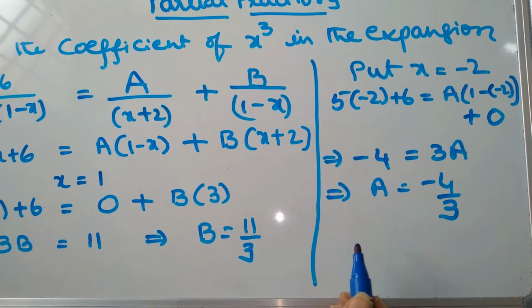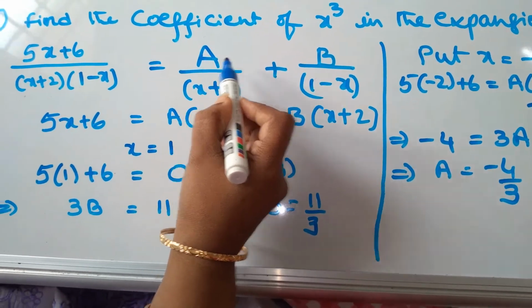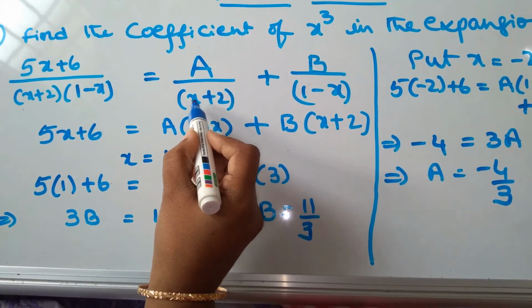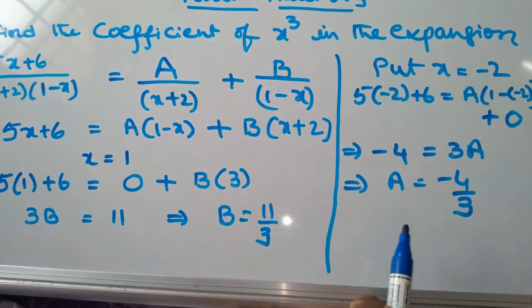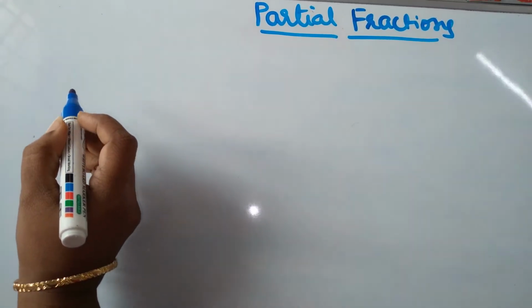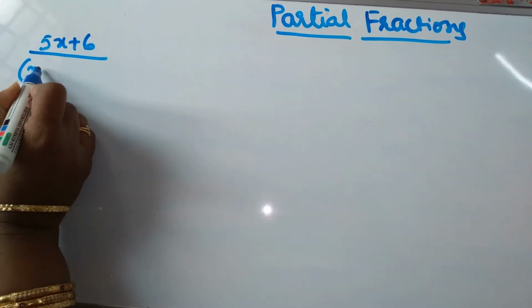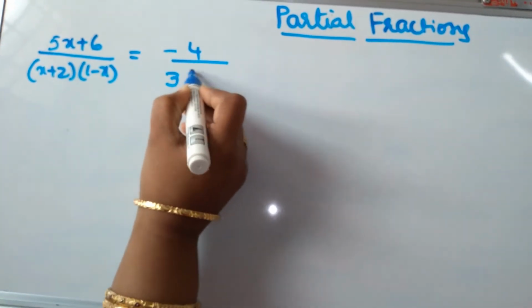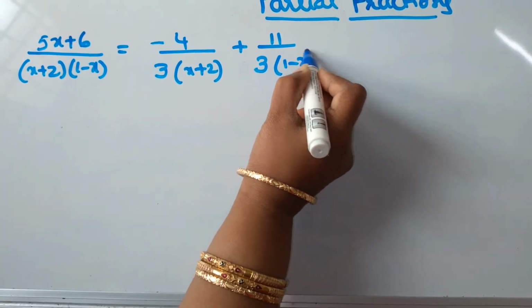So now we have (5x plus 6) by (x plus 2) into (1 minus x) is equal to, substituting the values of a and b, we get minus 4 by 3 into (x plus 2) plus 11 by 3 into (1 minus x).